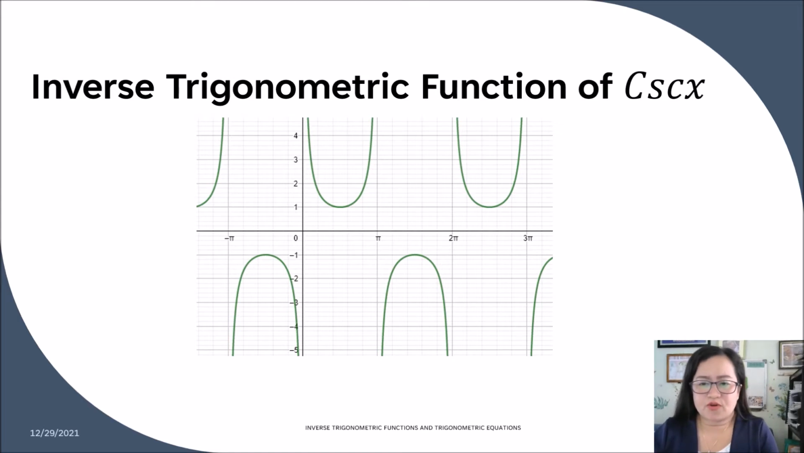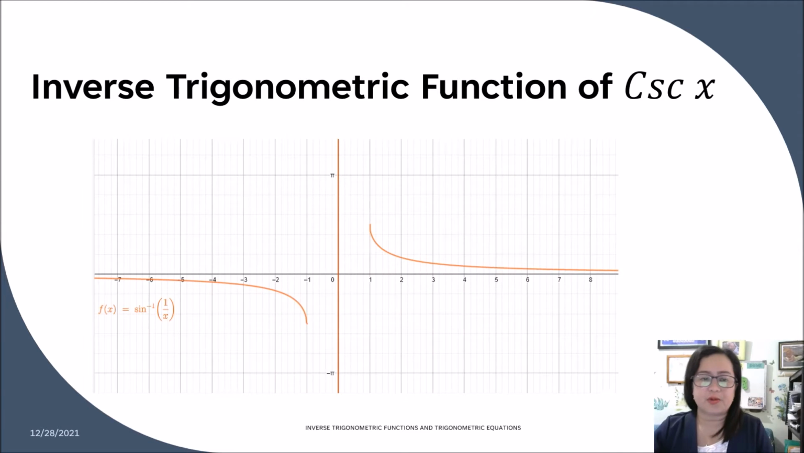Now for the inverse function of cosecant x, we will consider the closed interval negative pi over 2 to positive pi over 2. Considering only this portion of the graph, we can clearly see that the point of intersection of the horizontal line and the graph is exactly at 1 point. Graphing the inverse of the function cosecant x, you would have this curve.